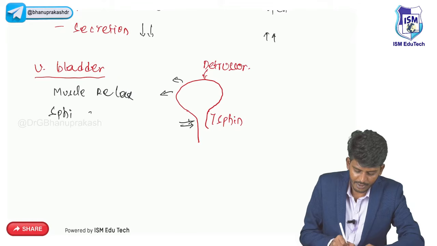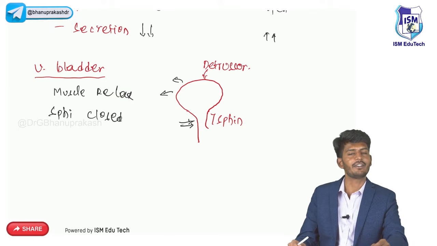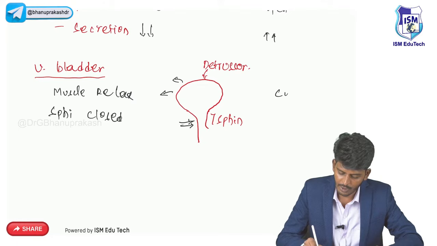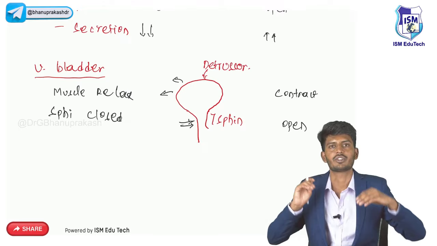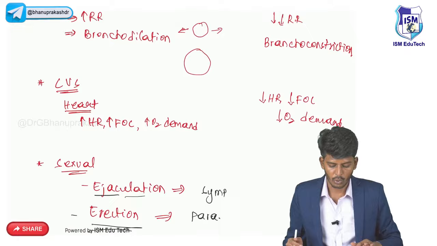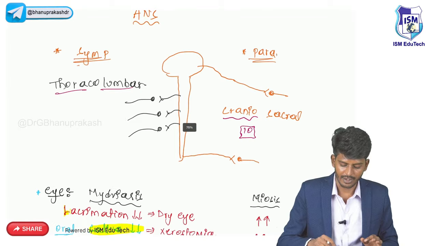But the same thing when you imagine in a parasympathetic situation: muscle will contract, sphincter will be open. So the muscle is contracting from the top, the sphincter is opening, and automatically urination happens. So this is the story of the effects of the autonomic nervous system. Sir, why do we need to know the effects of the autonomic nervous system? You will understand it now, but before going there, let's understand our basics.